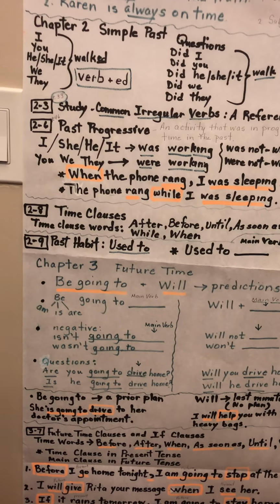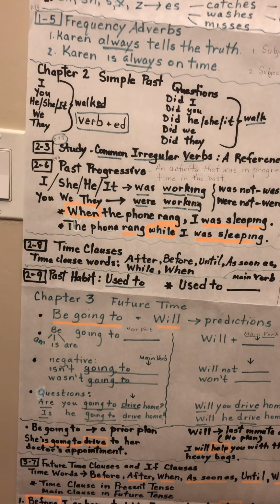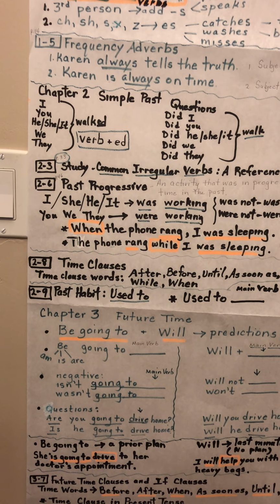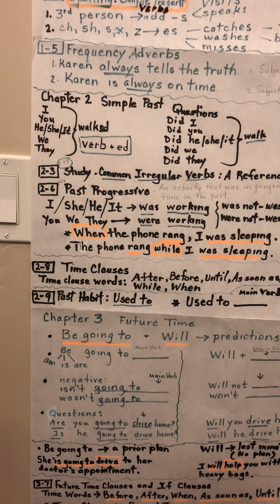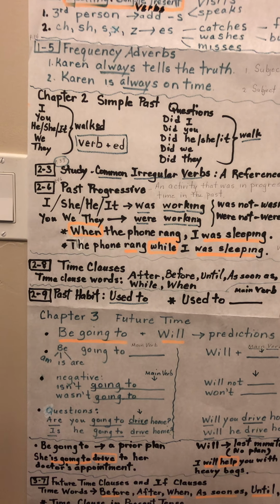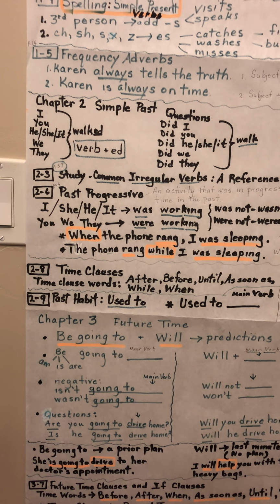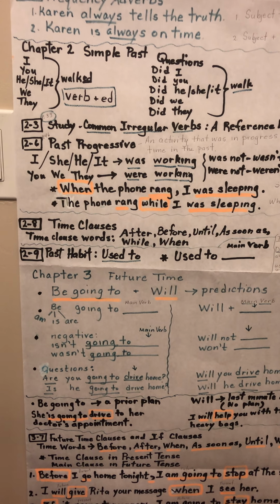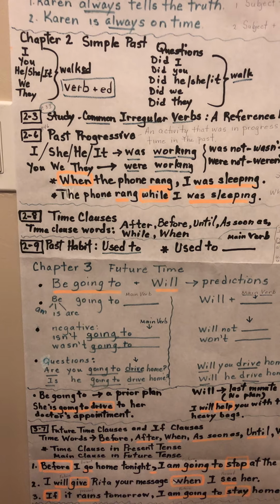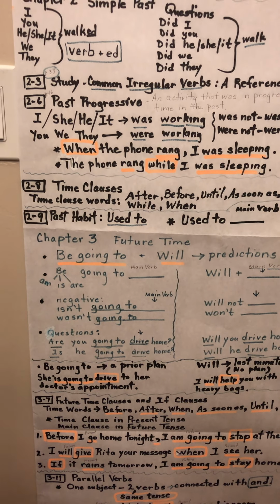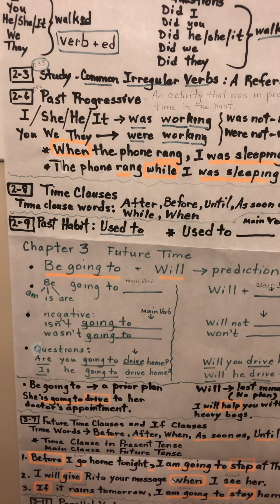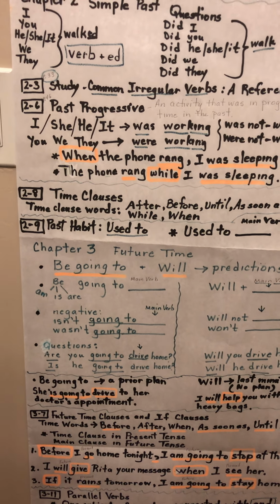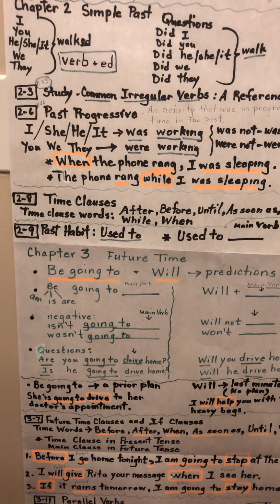When we want to talk about negative, okay, we can say isn't going to or wasn't going to. With questions, you start with the be verb. Are you going to drive home? Is he going to drive home?